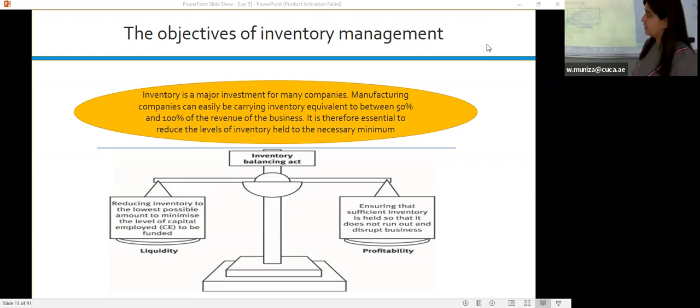So what your book says about it: inventory is the major investment for many companies. Manufacturing companies can easily be carrying inventory equivalent to between 50% and 100% of the revenue of the business. It is therefore essential to reduce the levels of inventory held to the necessary minimum. And in order to reduce the inventory, we are following the Japanese techniques nowadays. And JIT, just in time, which we were discussing in the overview also, is one of the Japanese techniques, like TQM also.